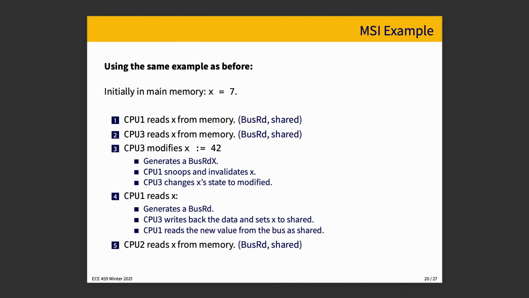When CPU 1 wants to read X, that generates a bus read, and CPU 3 writes back the data and sets X to be shared. And CPU 1 picks up that value from the bus and also considers it shared. And when CPU 2 reads X from memory, that again generates a bus read and results in it being shared. Okay. So we can see that it works. It does get the job done, and we end up with all CPUs seeing the correct value in the end.